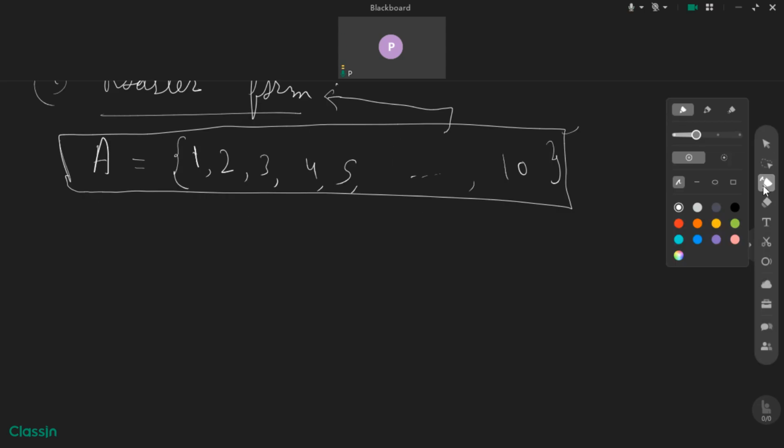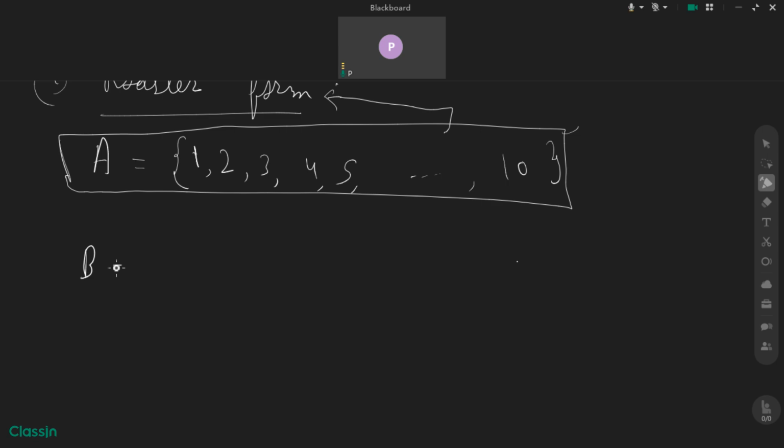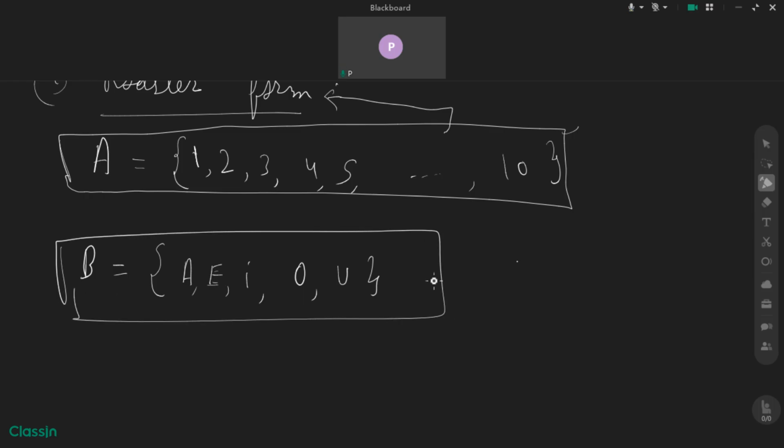Let us take another set, the set of English vowels. Let us represent it by capital B, equal to, and now I will use the bracket and write the vowels. We know that the English vowels are five. They are A, E, I, O, U. I will close it, and this will be the representation of this set in roster form.